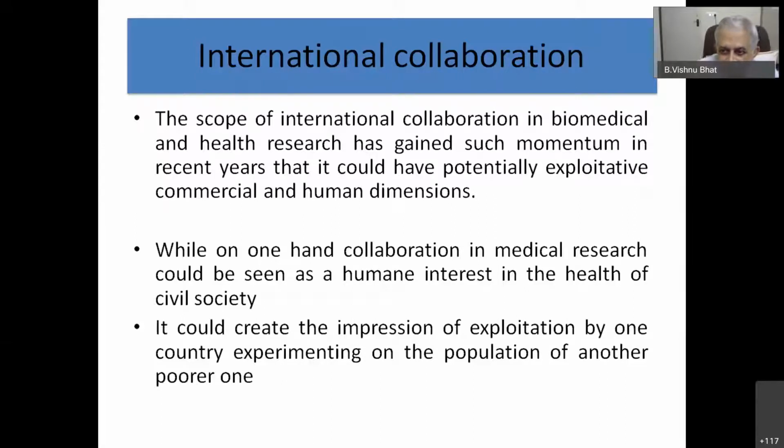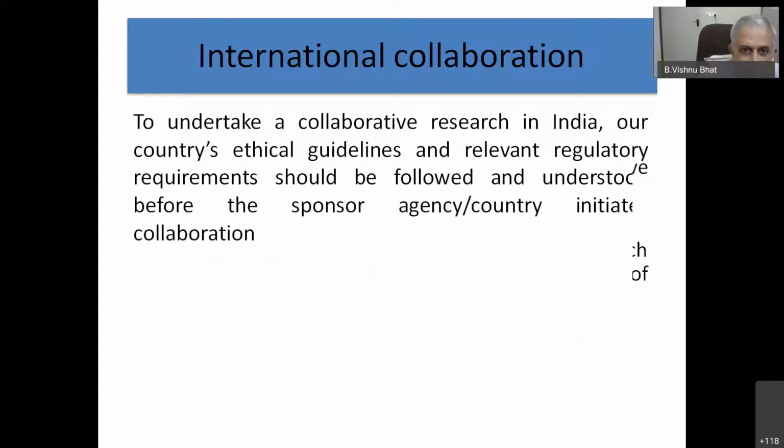The international scope of international collaboration in biomedical and health research has gained momentum because of these issues. Because well-developed countries cannot get ethics committee clearance for some studies, they will try to divert them into underdeveloped or developing countries. So while one should collaborate with other countries and other people for improving knowledge, we should always look at whether we are getting exploited by these research experiments where our people will be used as animals for research. It should not happen. So you should be very, very careful in accepting any research from any other country or center without going through the pros and cons.